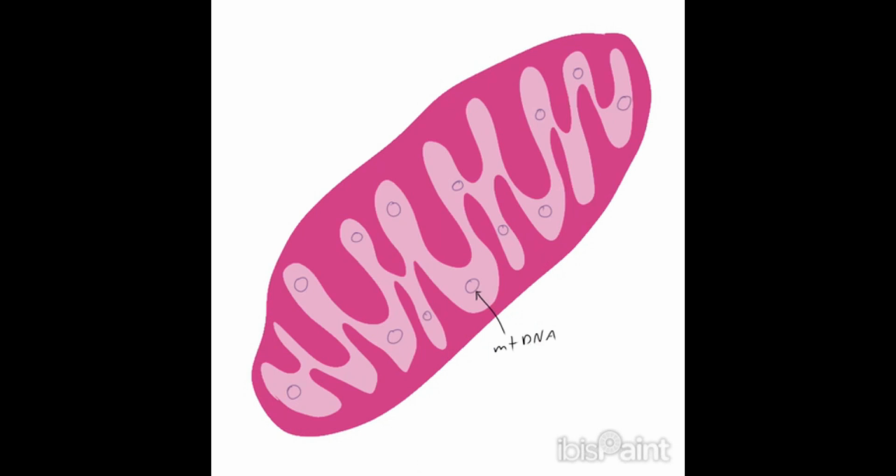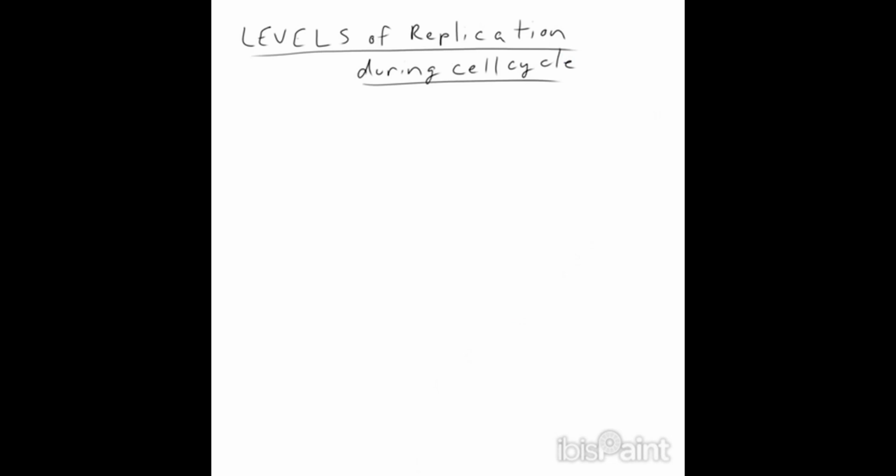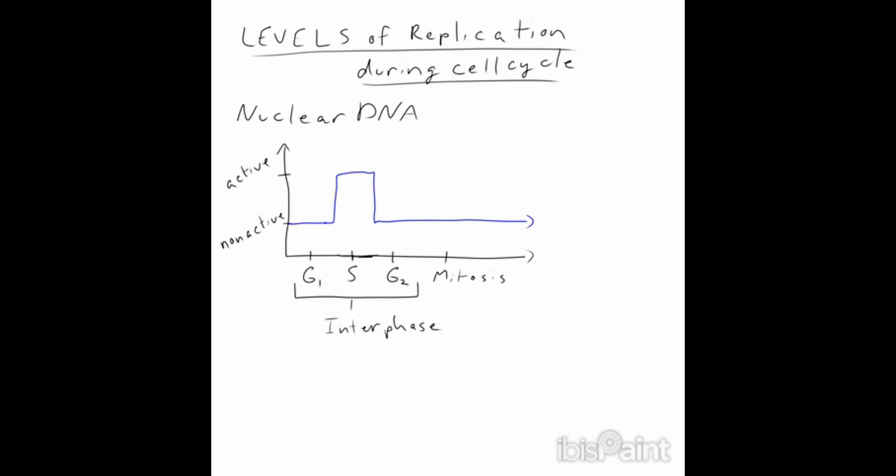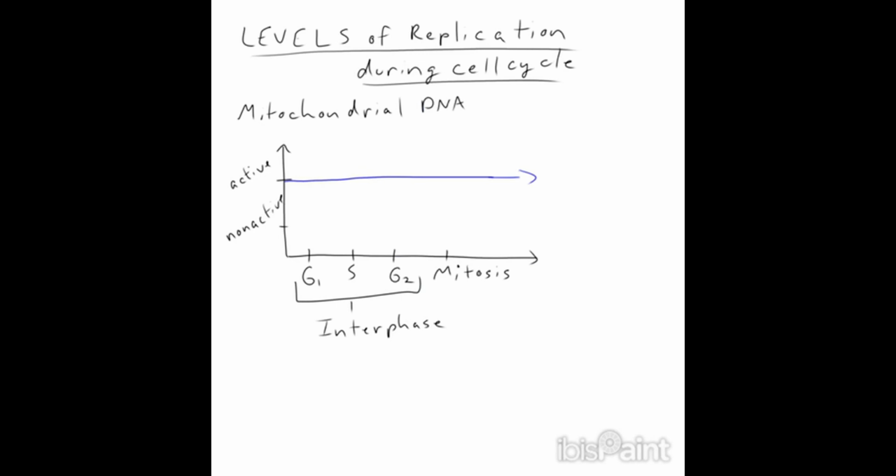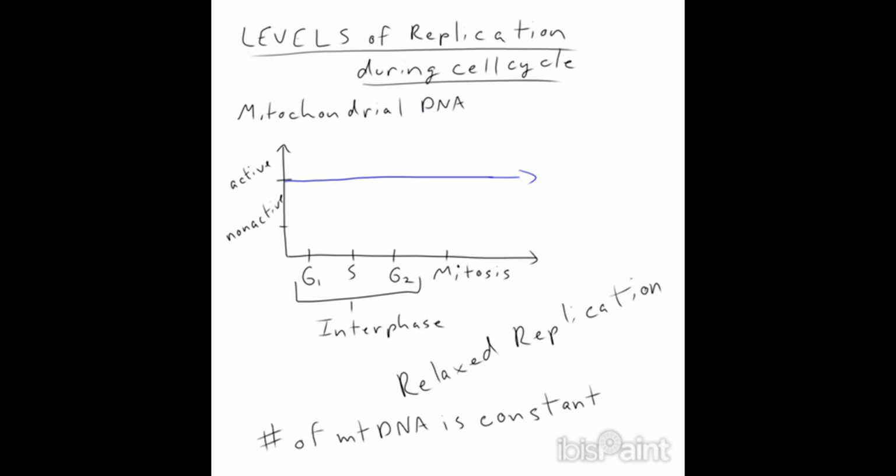One key difference of the mitochondrial DNA is that the replication occurs at a constant rate independent of the cell cycle. This process is known as relaxed replication. It maintains a constant number of copies of mitochondrial DNA at all times.